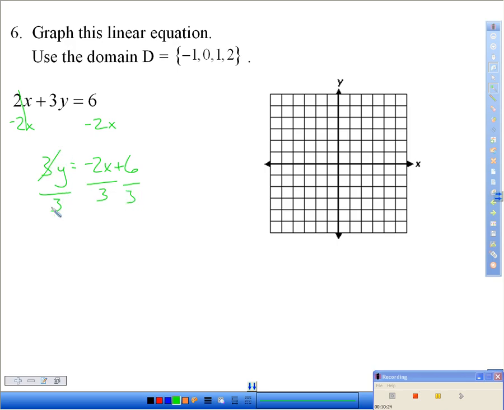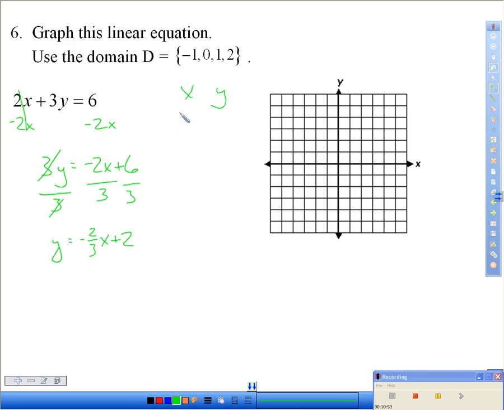So the 3 divided by 3 gives us 1, so just 1y. And then on the right-hand side, we can't really simplify 2 over 3, but we can bring the negative 2/3 out in front and write it like this, and that would help us get it in the form y equals mx plus b. And then 6 divided by 3 gives us 2, so plus 2. Okay, so that's the first step. Solve the equation for y. Then we need to make a table of values.